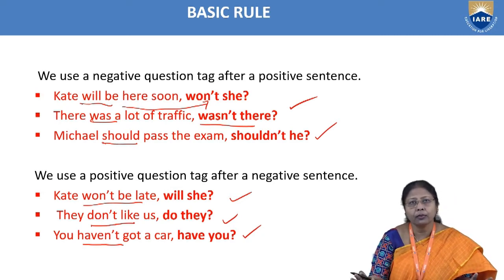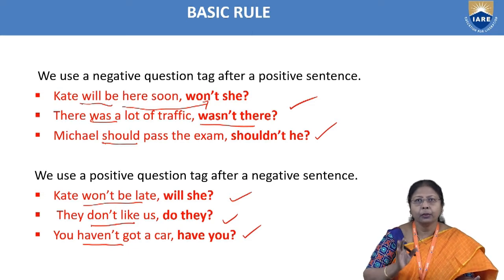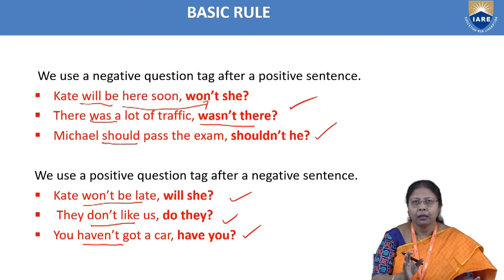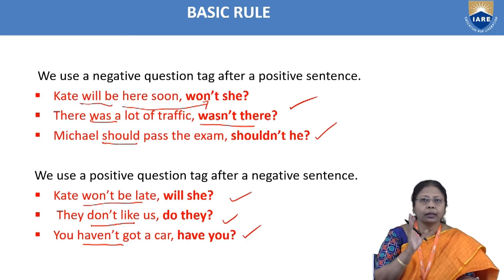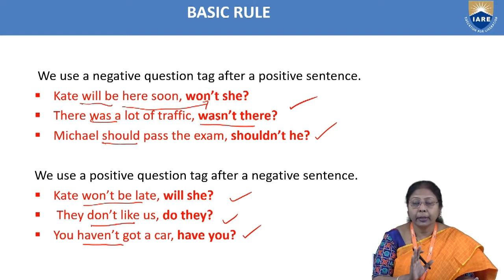The basic rule of question tags is, whenever you take a positive sentence, you'll get a negative question tag. If you get a negative sentence, you'll get a positive question tag only. This is the basic rule.